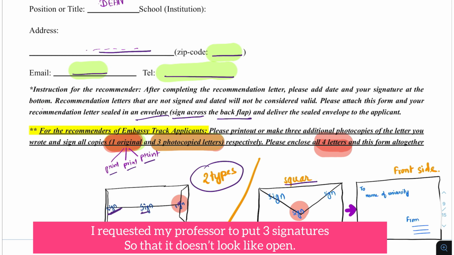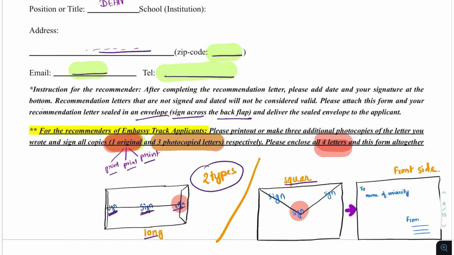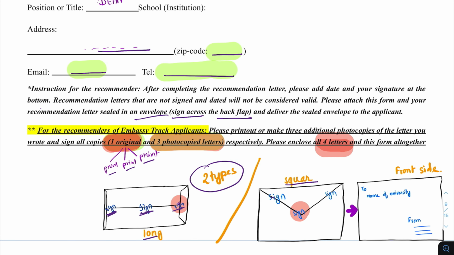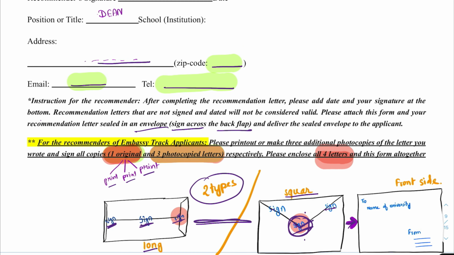So here you should tell the professor that he should sign in 3 places, so it should not look like it was opened. And for the square size you can place a sign here and then here, and the seal and the sign here. It should not be down or up, it should be in the middle, so it should not look like it was opened. And on both of them, the final should be in the front, and here he can write which university you want to send to, and then his name, sign and seal.